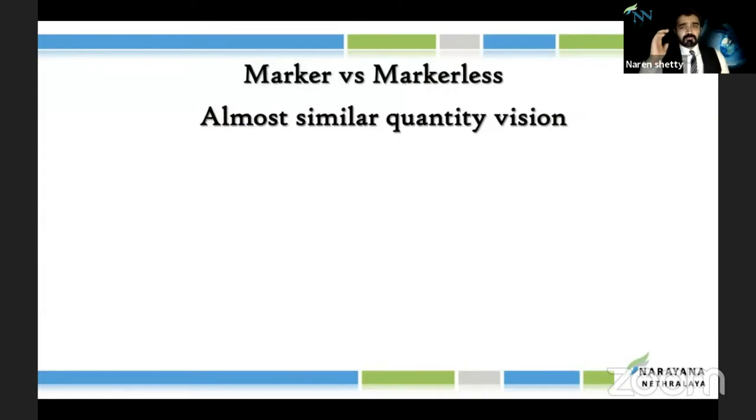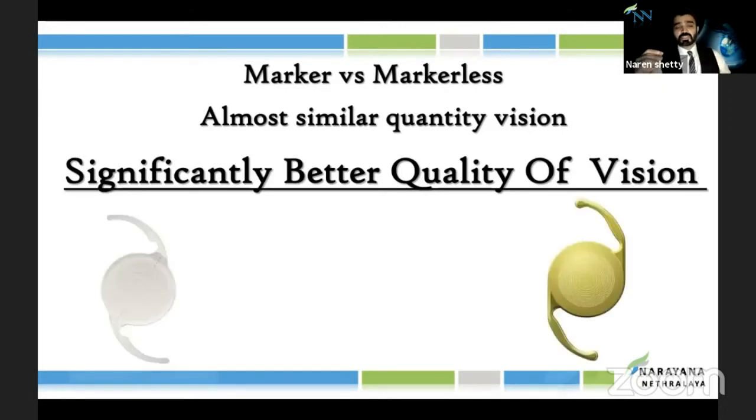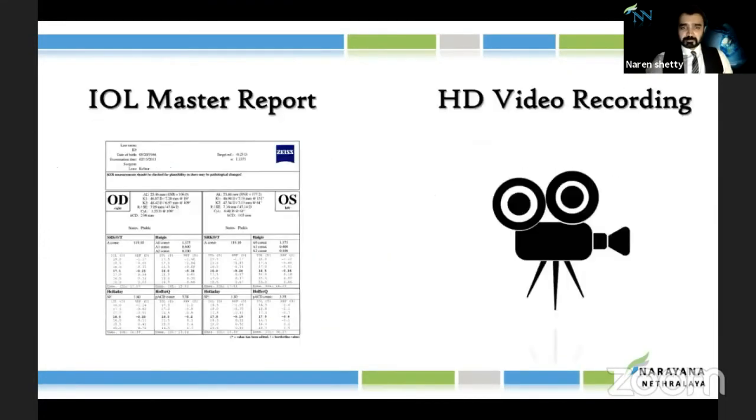Okay, so when we compare marker and markerless, in terms of quantity of vision, actually there's no difference. But in terms of quality of vision, there is a significant difference. In fact, especially in a toric trifocal, when we test it, the patients themselves will be telling that their vision is significantly better. A lot of studies have stated the same. It also has features where you can access your IOL Master report, and also has HD recording and a huge storage where you can store all your surgical videos in the machine, in the microscope itself.